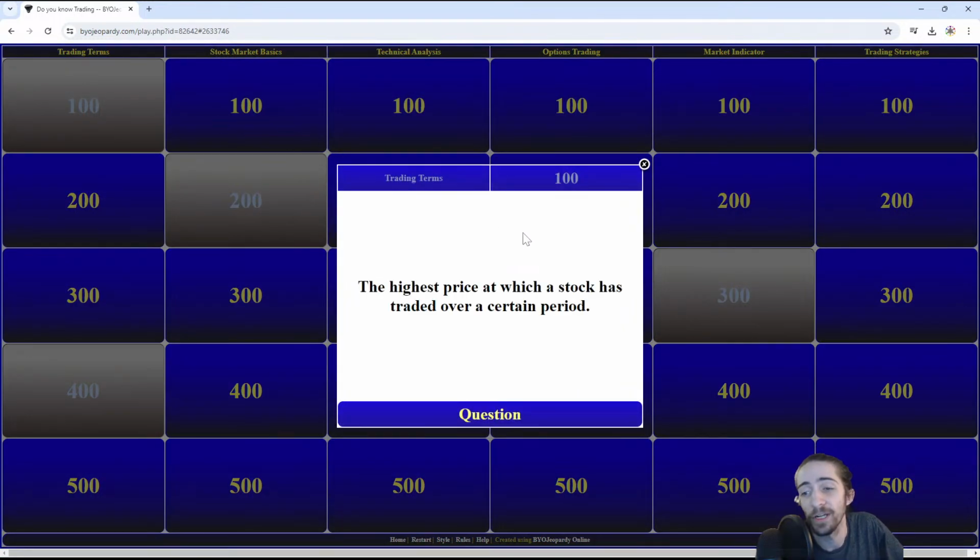Let's hit now trading terms for 100. The highest price at which a stock has traded over a certain period. Not to be confused with an ATH, all-time high, but over a certain period, right? A look-back period. Whenever we do some type of look-back, we look for a blank period high. I'll give you guys just a couple seconds on that one. And obviously, if nobody gets the answer, I will cancel and we will go to the next one.